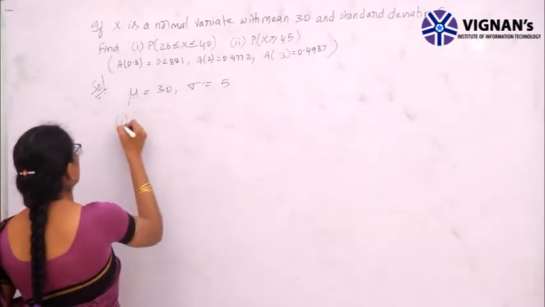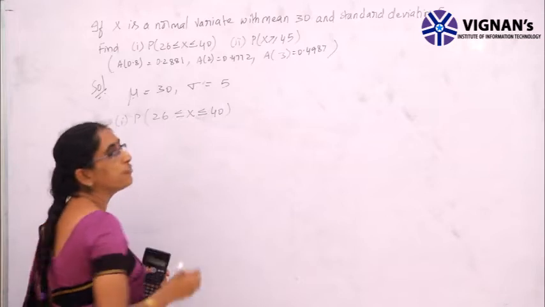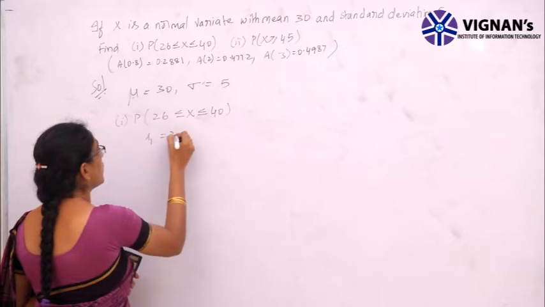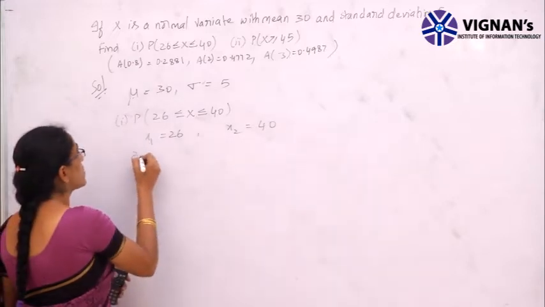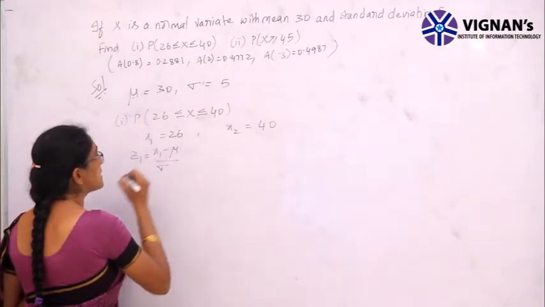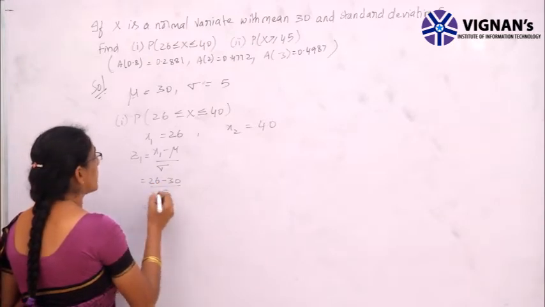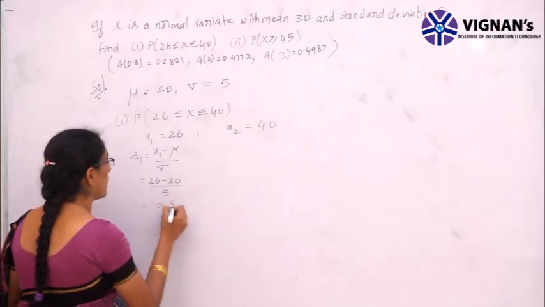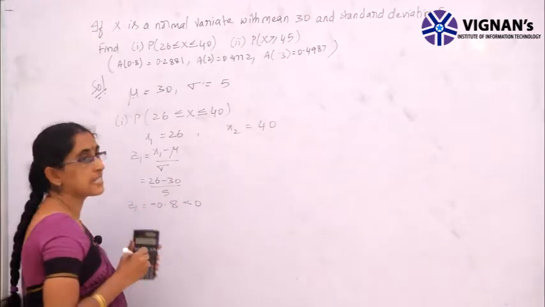If you see the first bit, you have to find the probability of 26 less than or equal to x less than or equal to 40. So again we have two random variables. Consider x1 equal to 26 and x2 equal to 40. Now consider the standard normal variable z1, that is x1 minus mu by sigma. So 26 minus 30 by 5 is equal to minus 0.8. So minus 0.8 means less than 0. So z1 is less than 0 here.